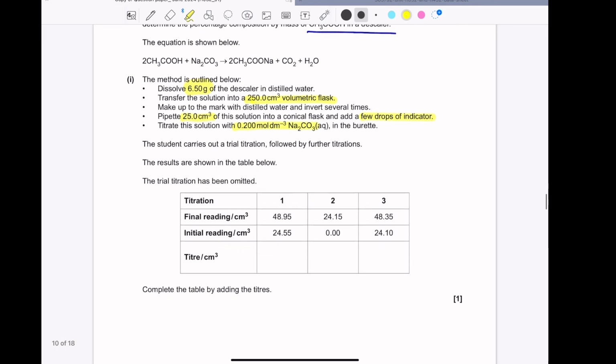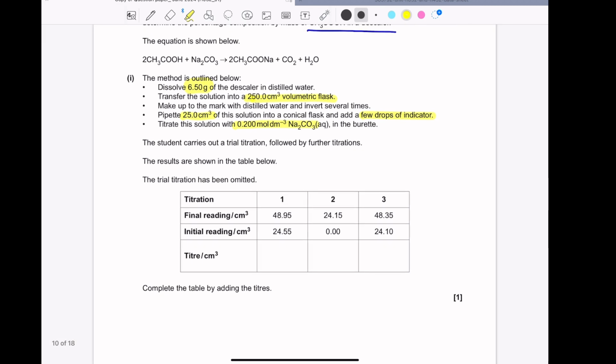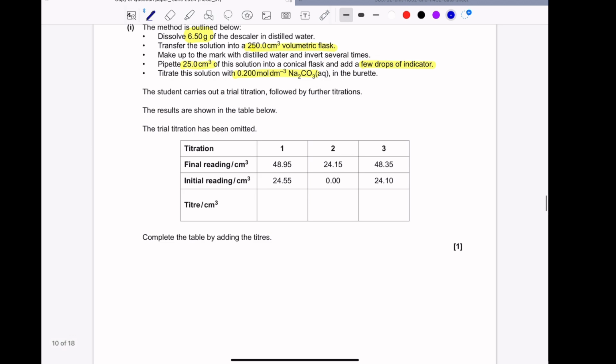The student carries out a trial titration followed by further titrations. The results are shown in the table below. The trial titration has been omitted. So you just have to complete the table by subtracting both values. So 24.55 subtracted by 4.95 is 24.4. Now make sure you add the 0 so you stay consistent with the two decimal places. The next one's 24.15 and finally 24.25.